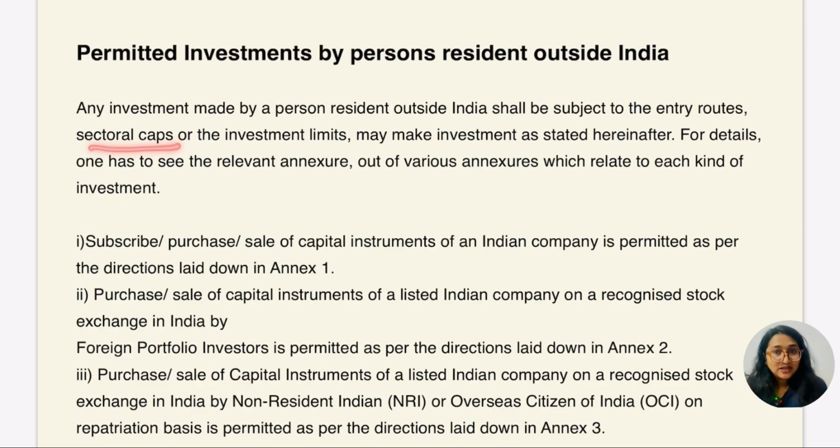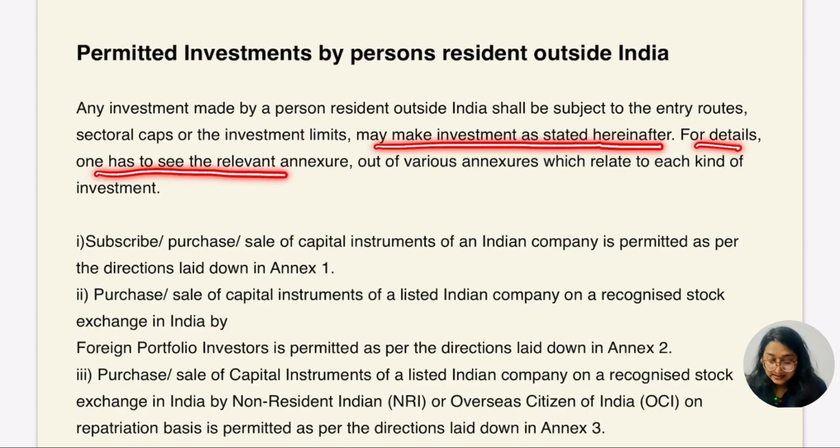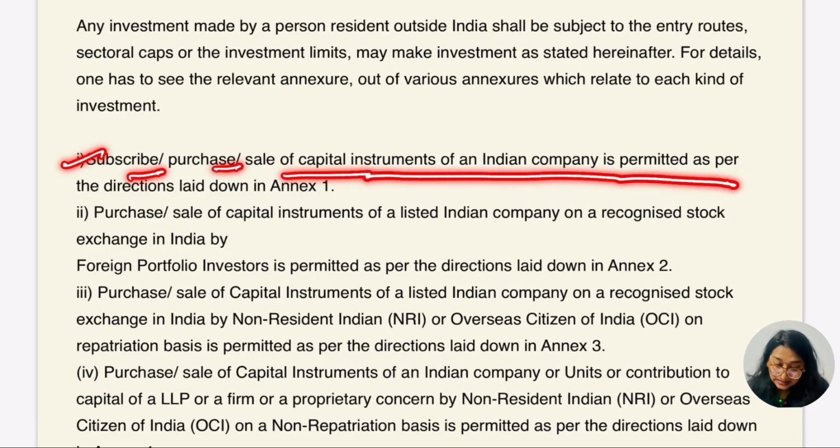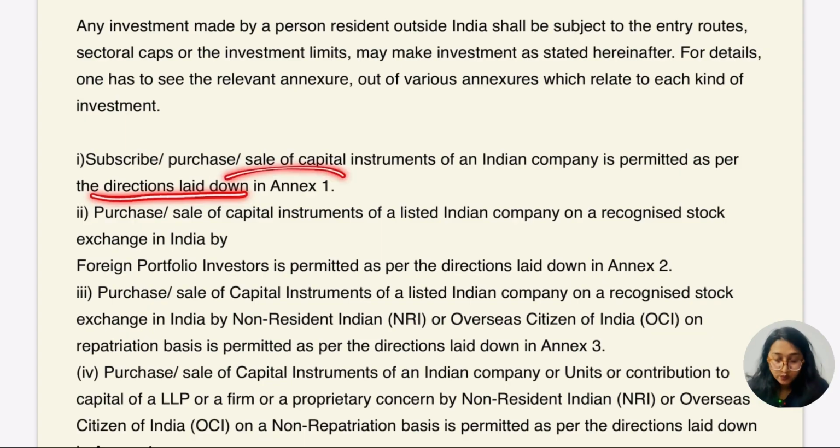Sectoral cap, I know the meaning of sectoral cap, or the investment limit. There are some limits for different criteria, FDI, FPI. One may make investment as stated hereafter. For the details, one has to see the relevant sector out of the various sectors related to each kind of investment, for subscription, purchase and sale of the capital instruments of Indian companies permitted as per the directions laid down in Annex first.